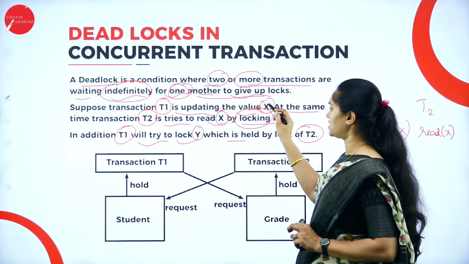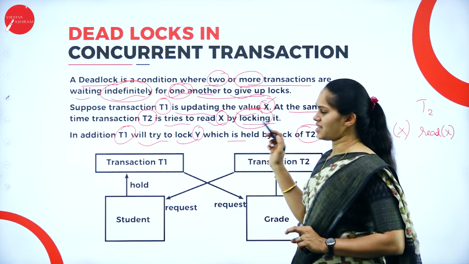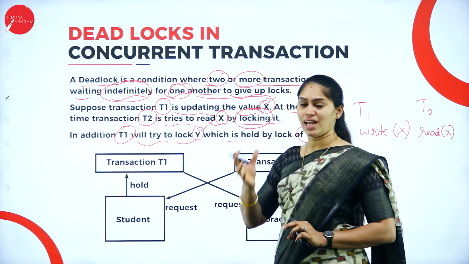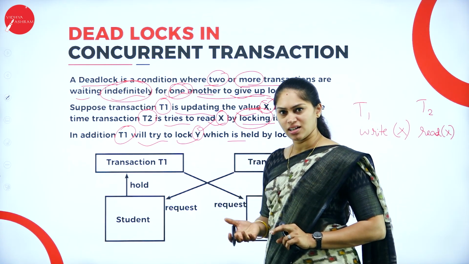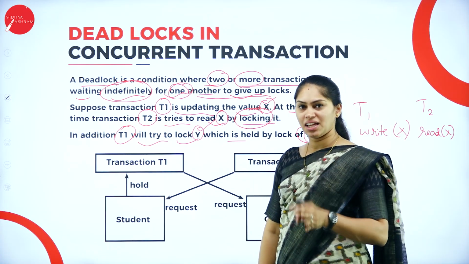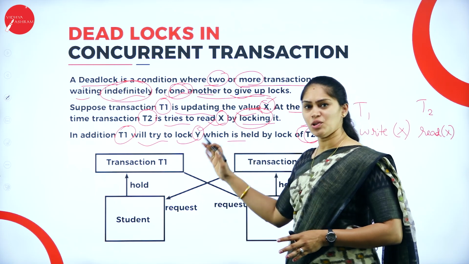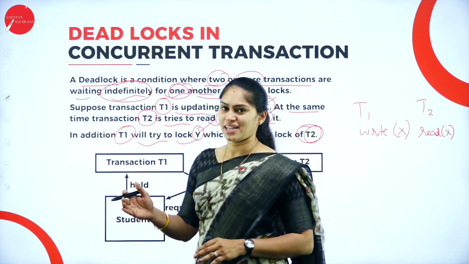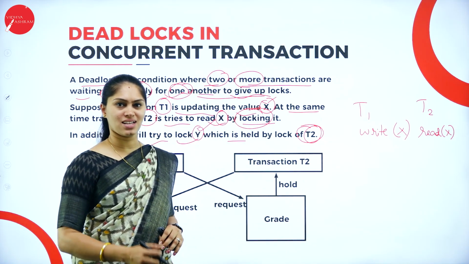Once X got updated, the T1 transaction wanted to update the content of Y, but data item Y was held by transaction 2. In that situation, T1 is not releasing X and T2 is not releasing Y. So both have to wait for a long time.